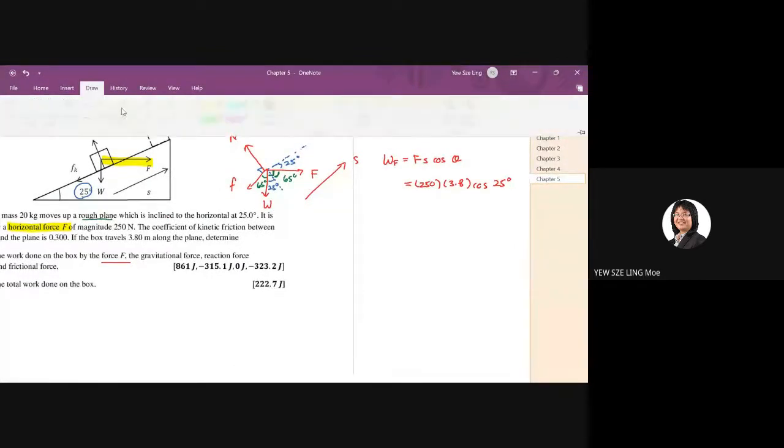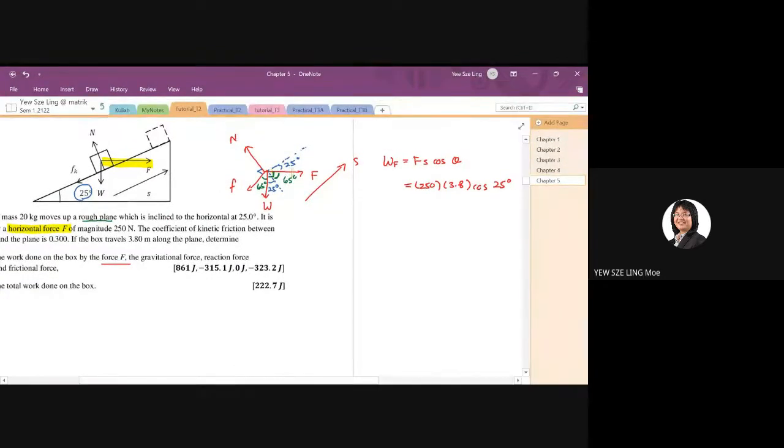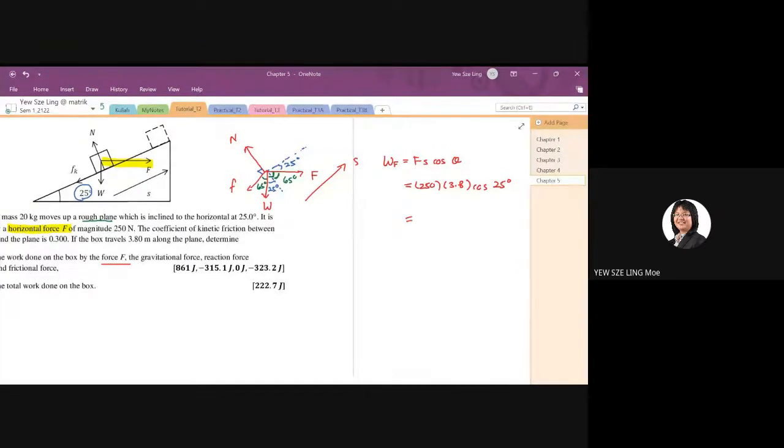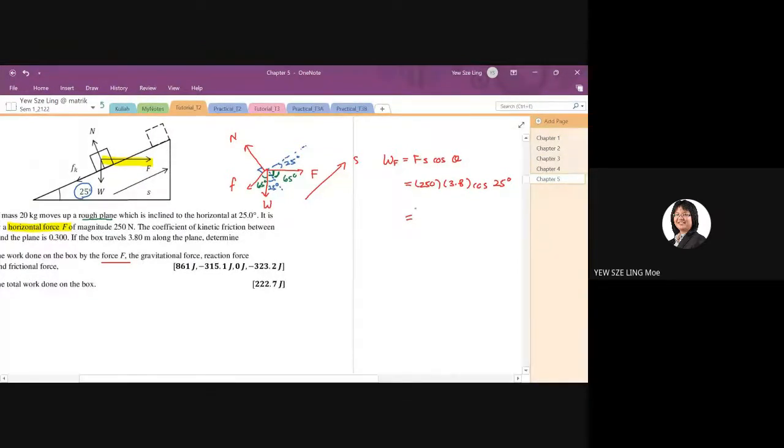So the angle between this one and your X component is 25 degrees. Therefore the answer is 861 joules. You just press the calculator. Make sure your calculator is in degree mode. All right, the second one.